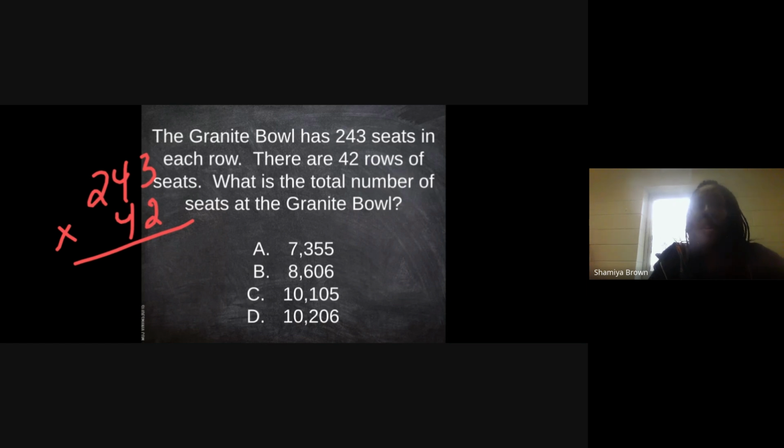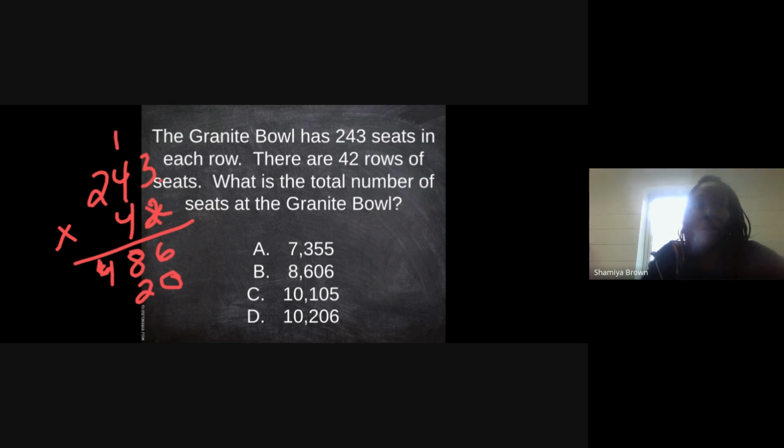Okay. 3 times 2 would give me 6. 4 times 2 would give me 8. 2 times 2 would give me 4. Then I do what? Hold my place with my 0. Then I'm going to go ahead and mark out my 2 because I've already used it. Then I do what? 4 times 3 gives me 12. Put my 2, carry my 1.